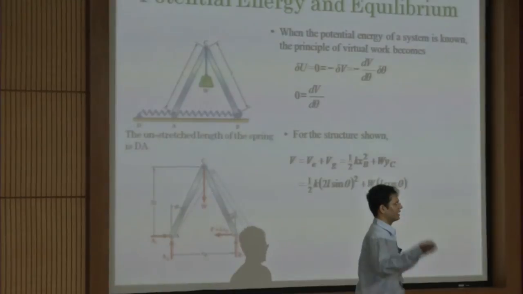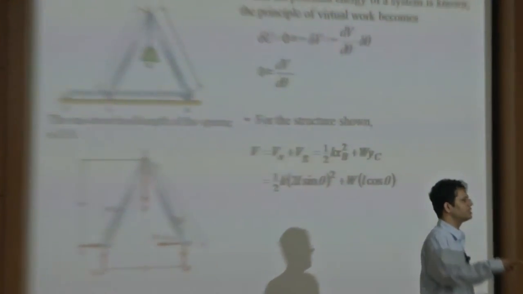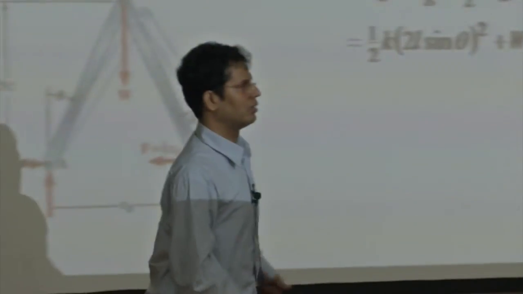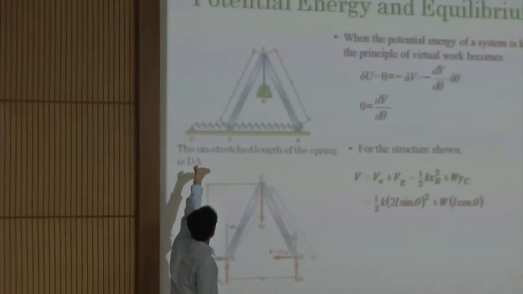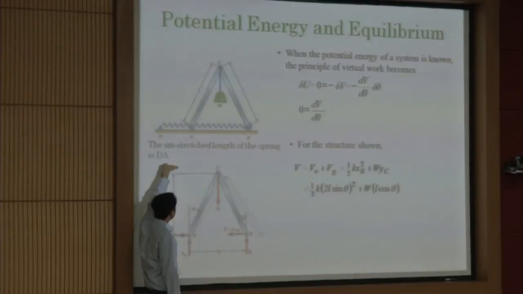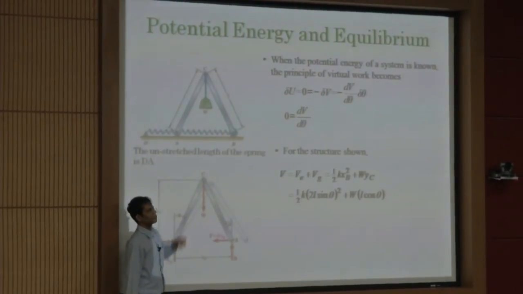So, the length of the string is a constant. I can put that length, but ultimately when I differentiate with respect to theta, that length will go away. It will go out in del U. Whatever the length of the string is, I will take a datum L below. Yes, sir. So then it will also go away.